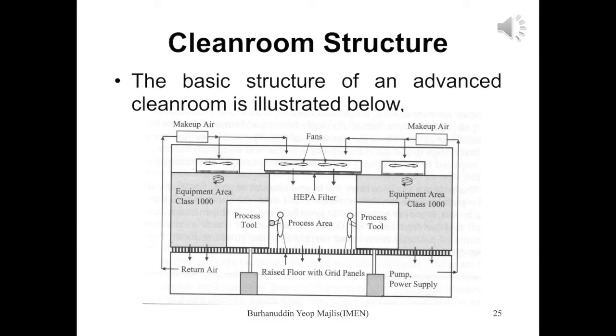Clean room structure. The basic structure of an advanced clean room is illustrated as shown in the slide. You can see that they have a 3-split layer. The top layer is the AHU, air handling unit, and then the clean room, and then the bottom is the service area. The airflow goes from the top to the bottom through a perforated floor, and the workers and also the process equipment are inside the clean room.